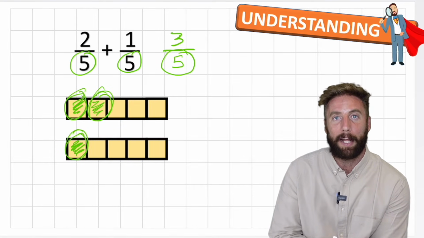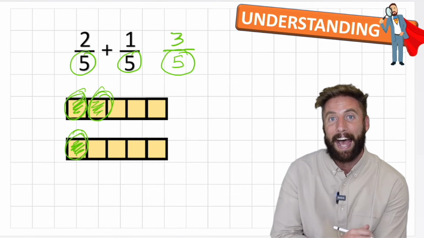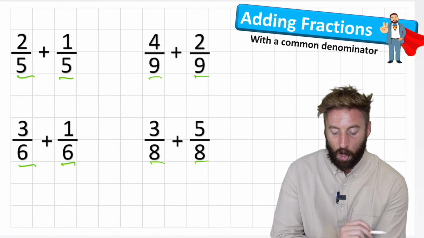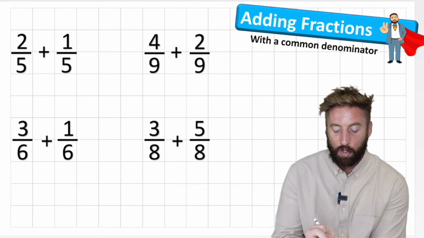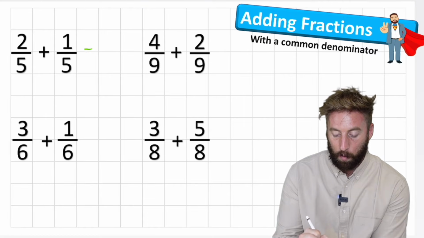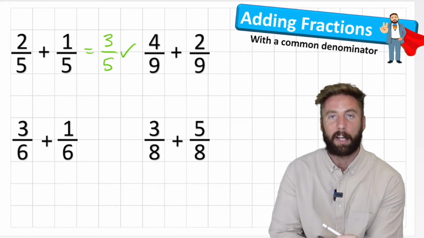So I keep the denominator the same when I add. I only add the numerator. So back to my questions. 2/5 add 1/5 equals 3/5. And I'll give myself a nice tick.